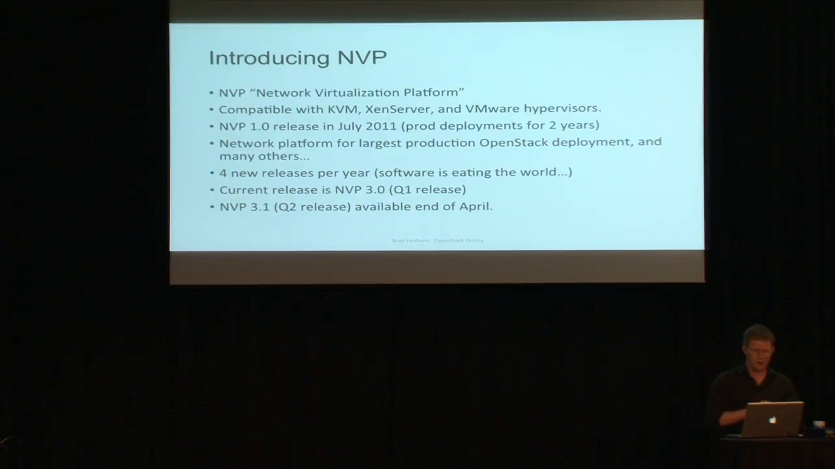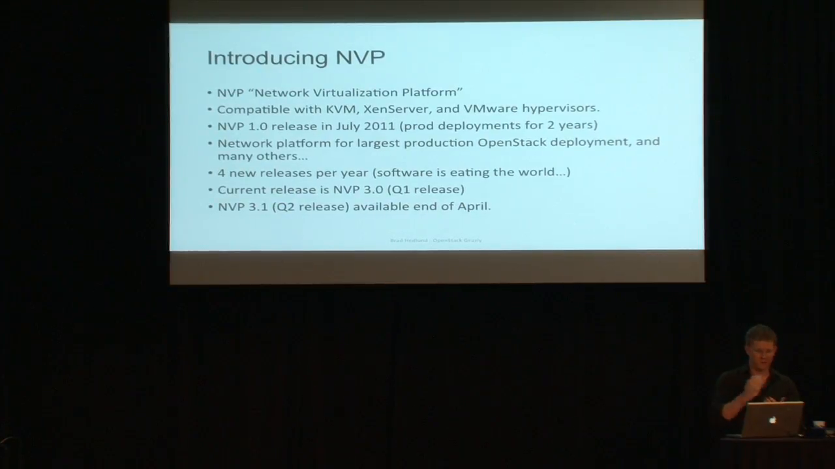One of the really cool things about NVP is that we release 4 times a year. In fact, it used to be 8, but now that we're VMware, they made us slow down to 4. To me, it's a great example of the phrase, software is eating the world. Think about the amount of innovation, the set of features you get in the time that it would take you to go through a hardware refresh cycle. So our current release, which we'll be talking about today, is NVP 3.0, our Q1 release. And we're just about to put out 3.1, which will be available end of April.